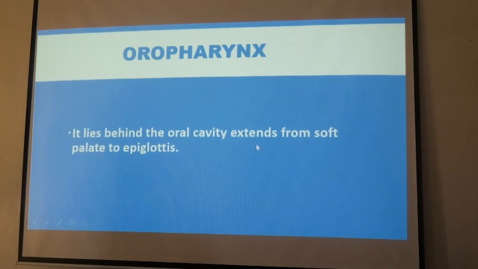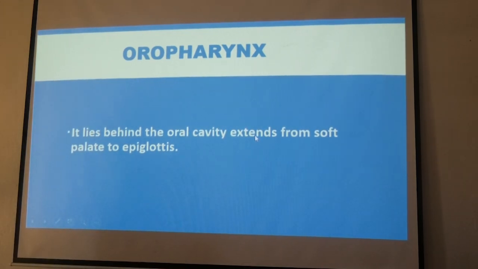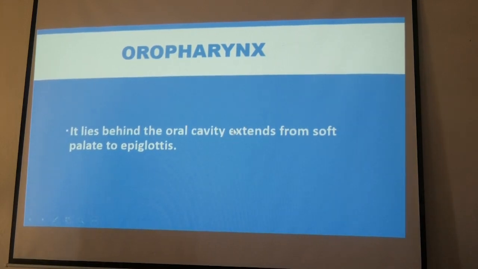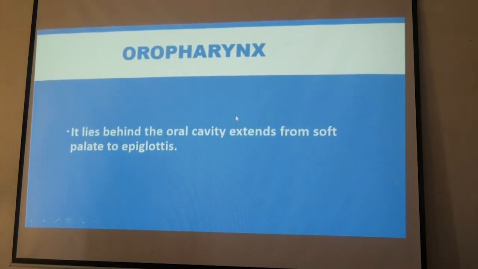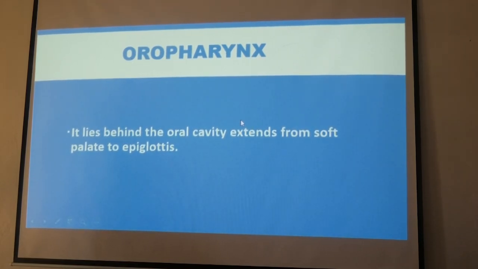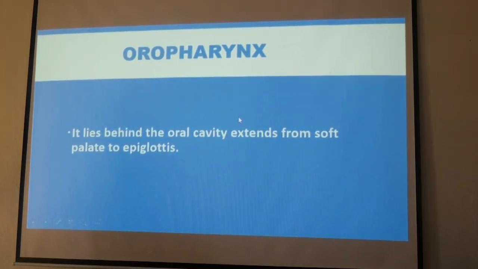Okay. Oropharynx, what would be the demarcation of oropharynx? Anteriorly, what is there? From the soft palate to the epiglottis. Okay, soft palate to the epiglottis in between. In front, what will be there? Tongue and the oral cavity. Okay.